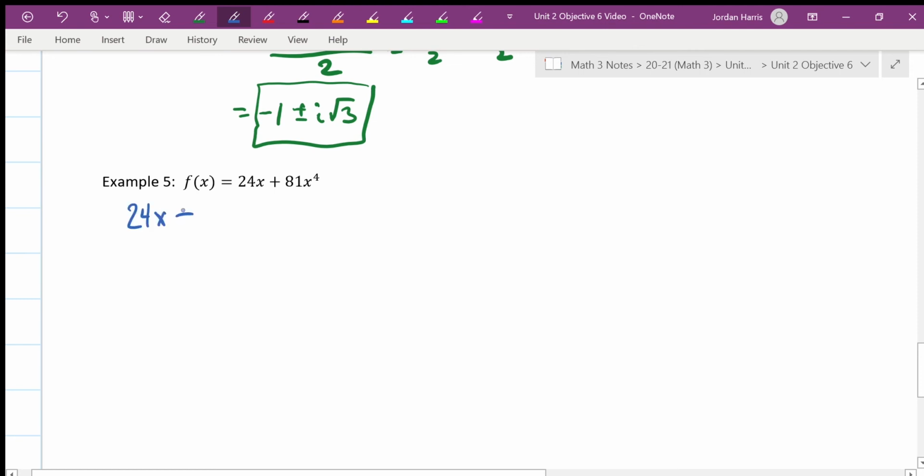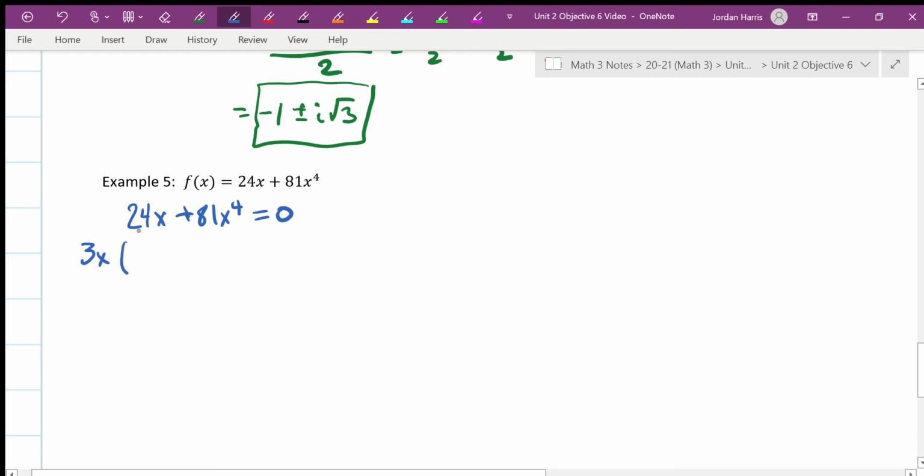24x plus 81x to the 4th equals 0. Okay, you can reorder these if you want, but you don't have to. First step is to factor. So these two don't seem to match anything, except, don't forget, GCF first. 3 and x goes into both.